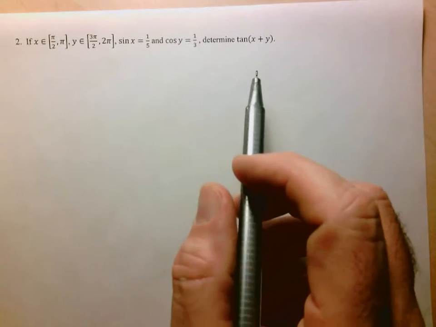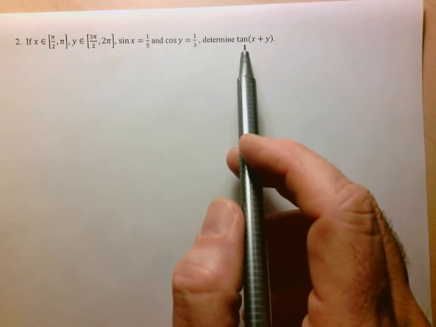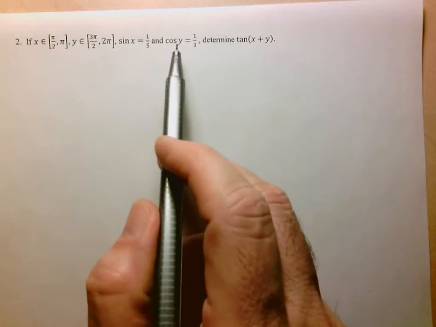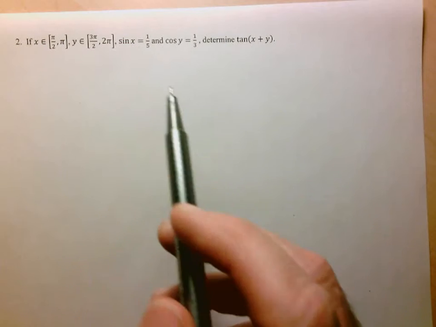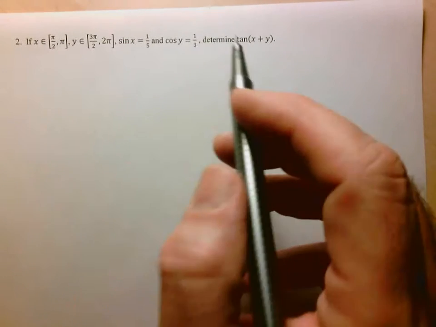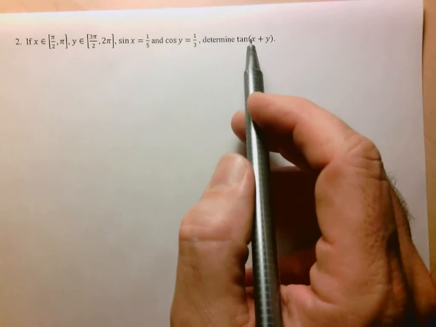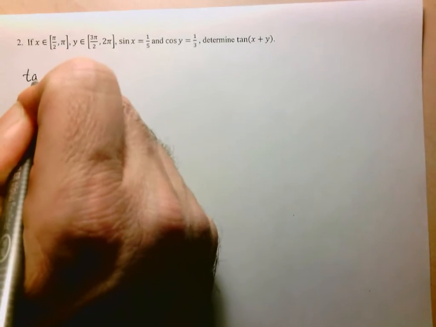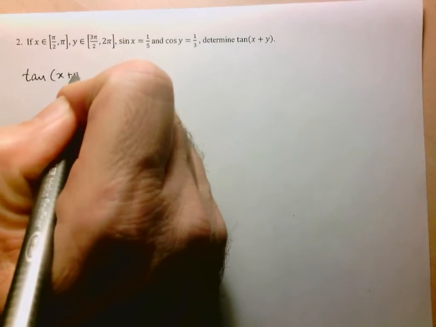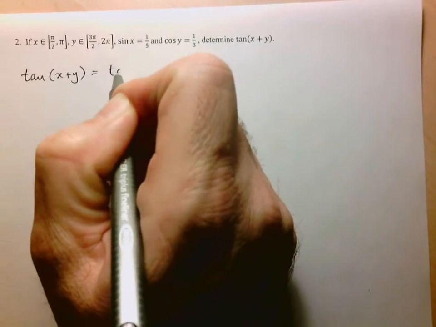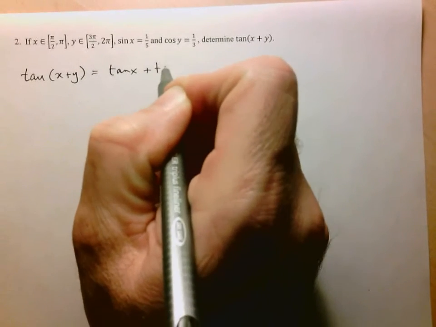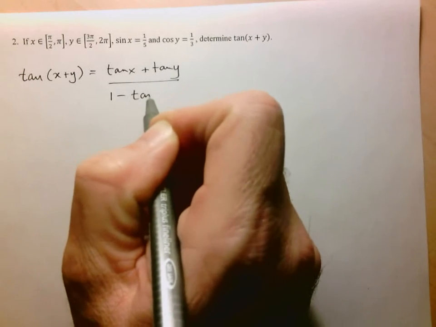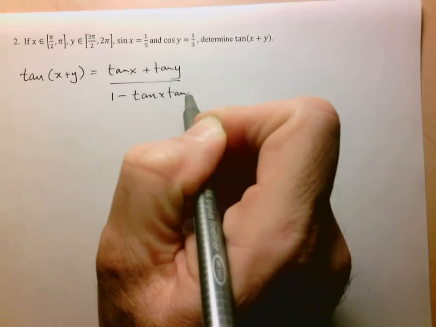Right off the bat we see that they're looking for something to do with the sum of these two angles, but they're giving us information about the individual angles. So that should lead you to use the sum formula for tangents. Let me start by writing that down. Tan of x plus y is given by tan x plus tan y over 1 minus tan x tan y.